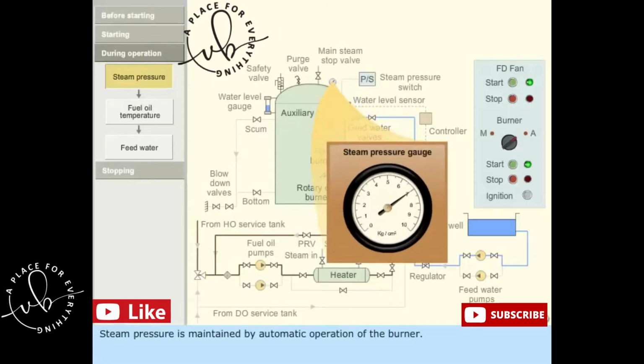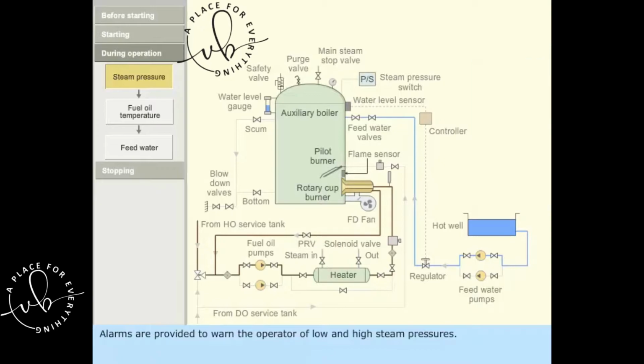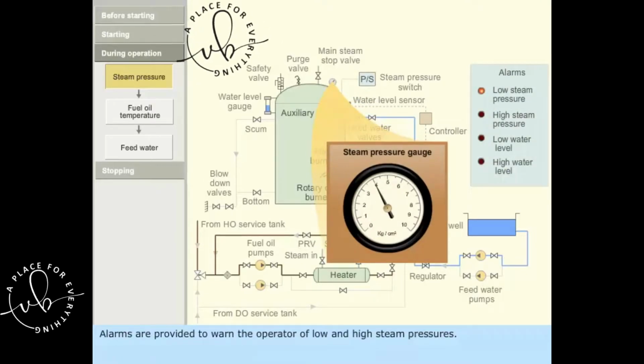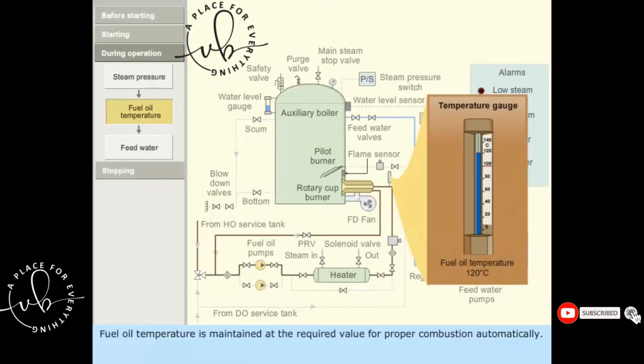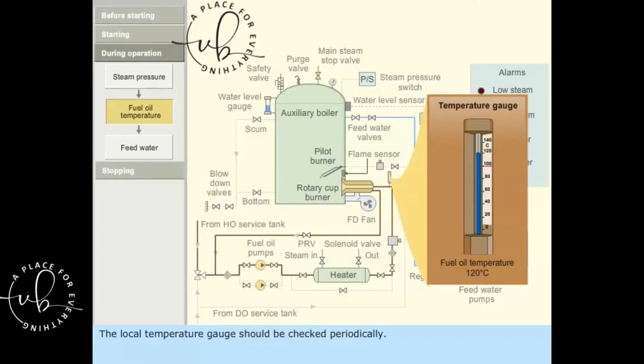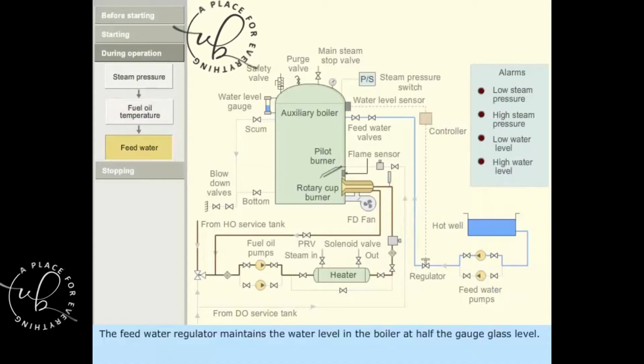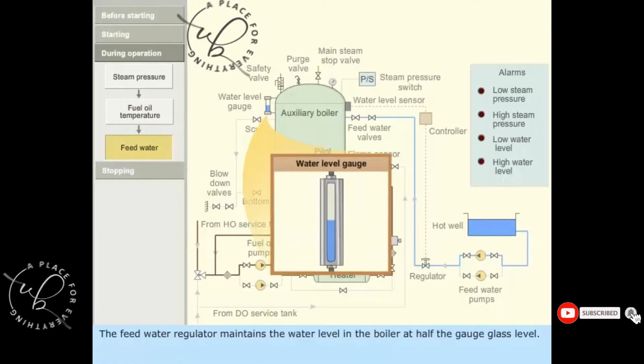Steam pressure is maintained by automatic operation of the burner. A pressure switch controls the burner according to the set pressure values. Alarms are provided to warn the operator of low and high steam pressures. Fuel oil temperature is maintained at the required value for proper combustion automatically. It is done by controlling the flow of steam to the heater. The local temperature gauge should be checked periodically. The feed water regulator maintains the water level in the boiler at half the gauge glass level.